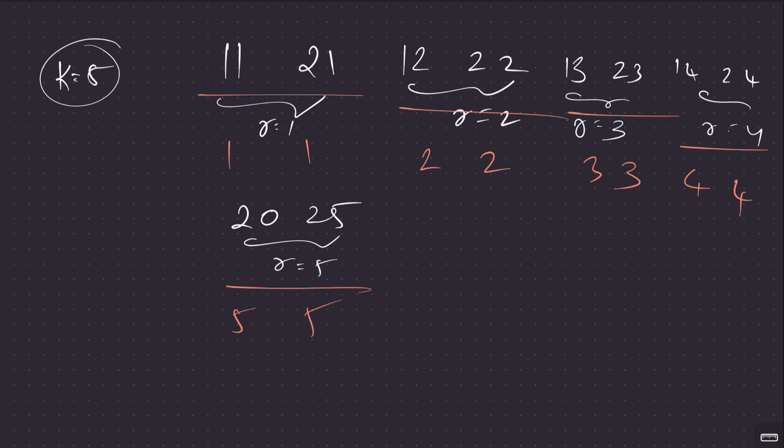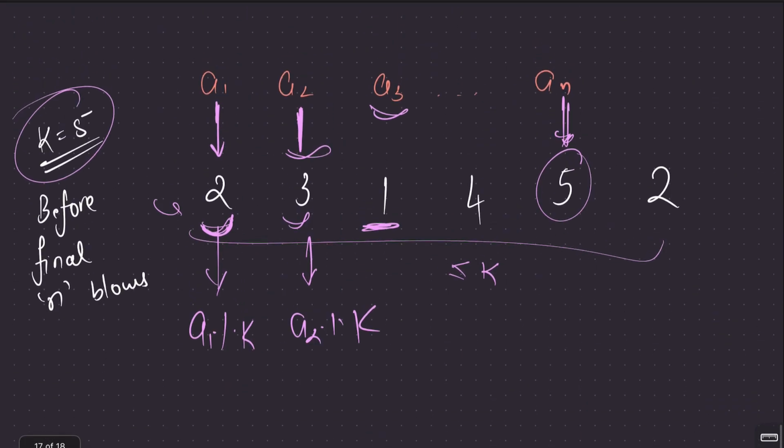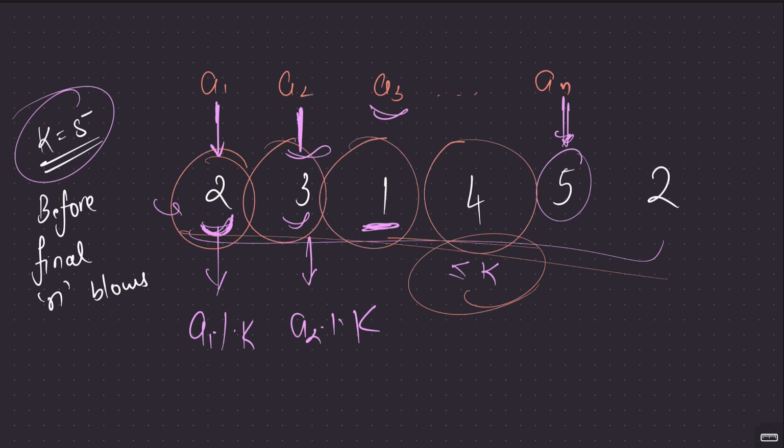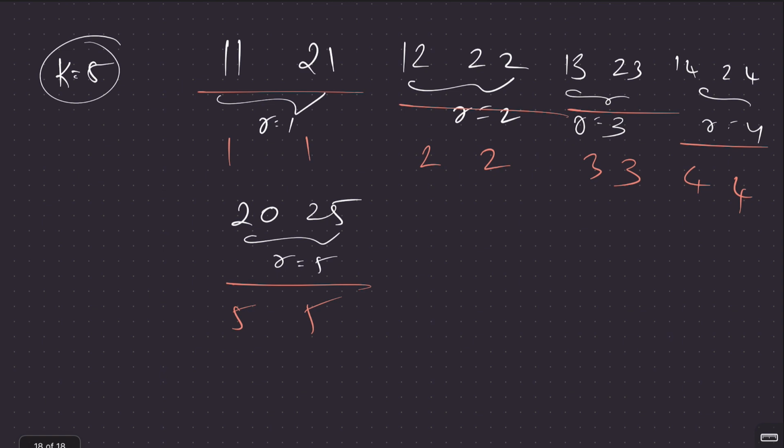So fine. The main idea is, before the final n blows, all the values will be less than or equal to k. And what are these values? These values will be simply ai mod k. And if it is a multiple of k, then it will be 0, but in that case it will be simply k, right? So what I'm saying is, before the final n blows, the value will look something like this: ai mod k if ai is not a multiple of k. Otherwise, it will be k if ai is a multiple of k.